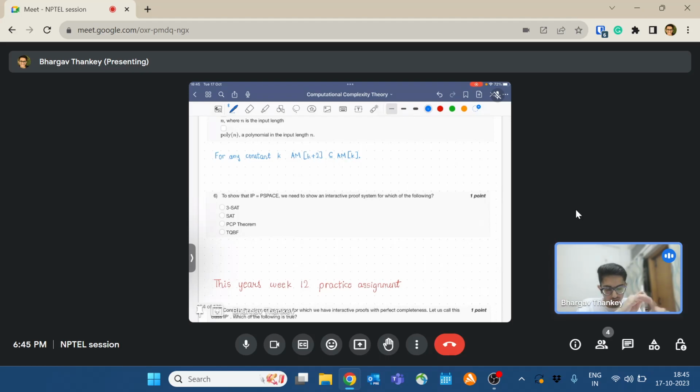The next problem is: to show that IP equals PSPACE, we have to show an interactive proof system for which of the following? Number one, 3SAT. Number two, SAT. Number three, the TCP theorem. And number four, TQBF. Which of these is correct?